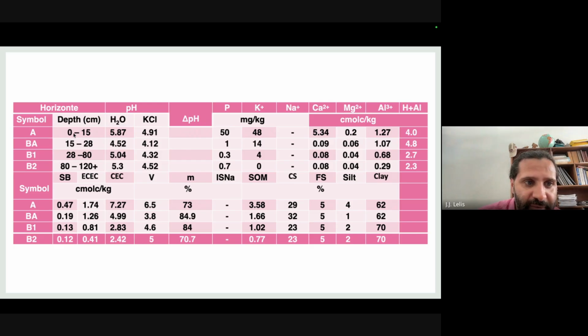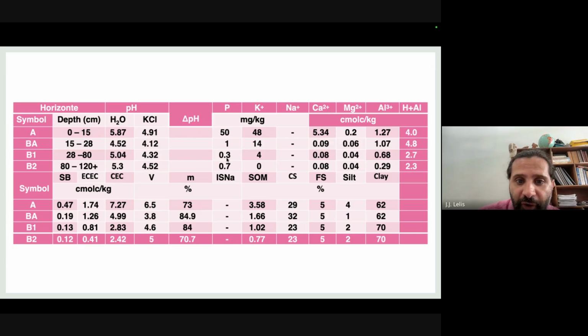Here are the thicknesses: between 0 and 15, 15 and 28, 28 and 80, 80 and 120. So you can see that the B horizons are quite thick. They are almost 100 centimeters. So yes, it could fit the oxic horizon very easily. Let's see the pH. The pH is quite acidic, so it indicates that the weathering is quite intense.